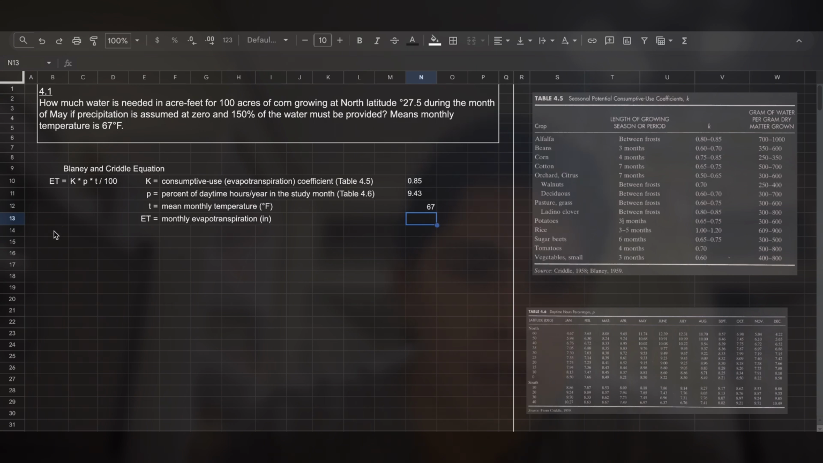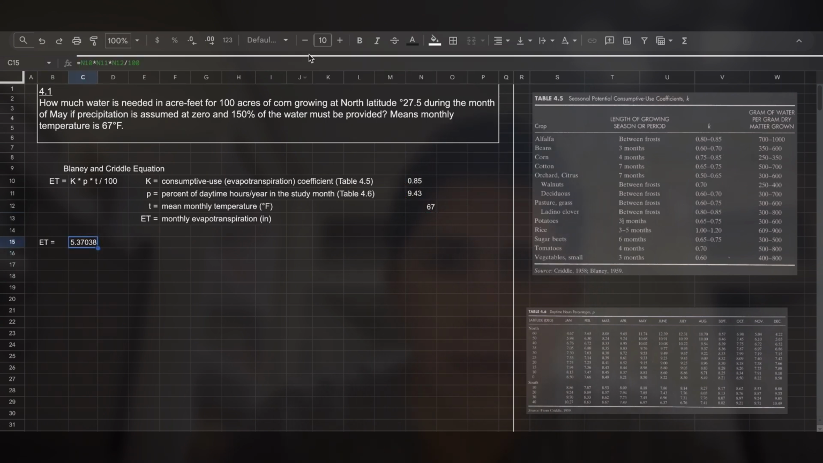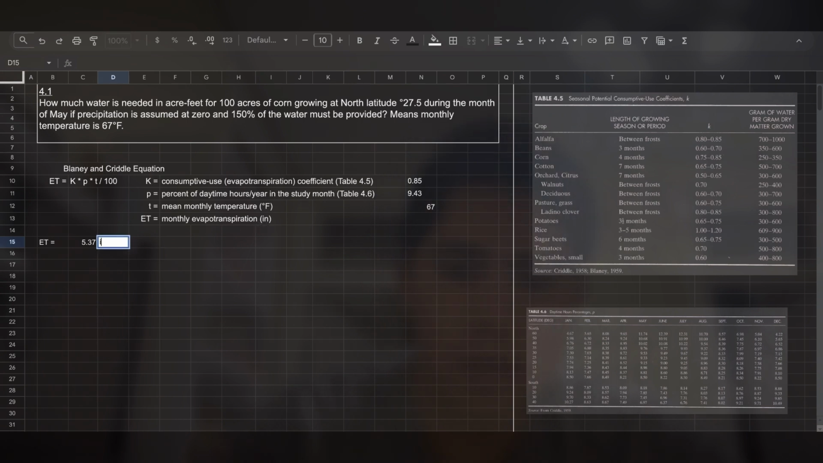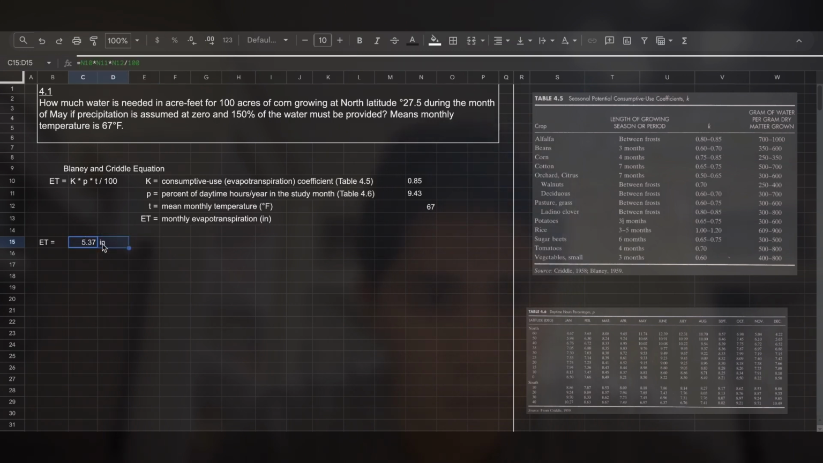And all we need to do now is just plug in the values. So if we do this down here, ET equals K times P times T, the temperature, divided by 100, and we get 5.37, and we get this in inches. I think this must be an empirical equation, because I don't think the units are gonna match.